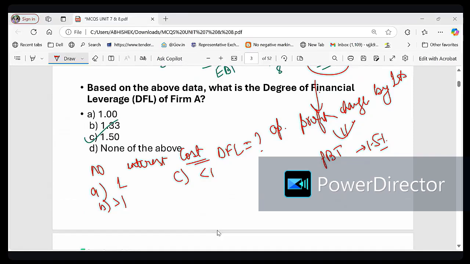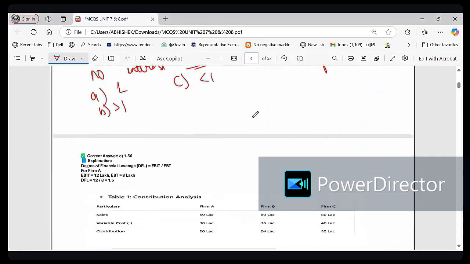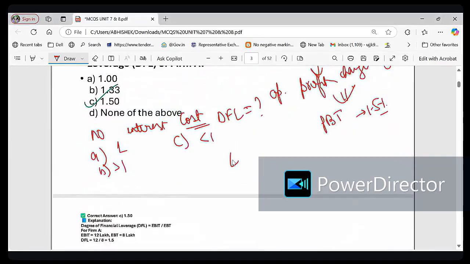Yes, very good. Option A, 1. Very good, right? Yes, it will be 1. Option A is the correct answer. It will be 1. Why it will be 1? Because if there is no interest, then what will happen? EBIT and EBT will become same, right? The EBIT will be equal to EBT, right? And the ratio will become equal to 1, right? So this is the point.